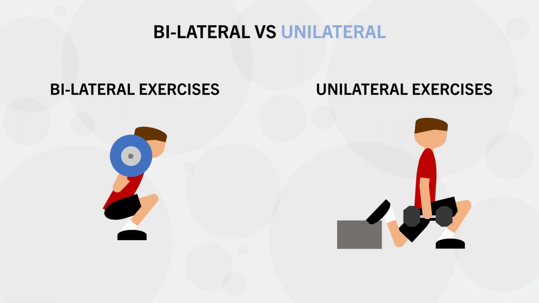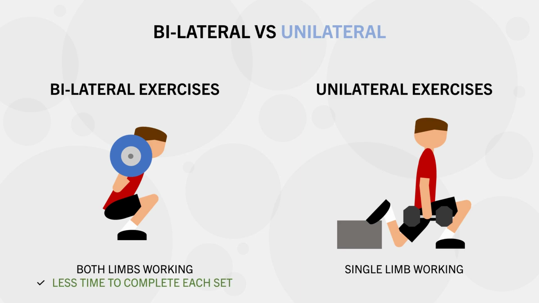Bilateral exercises are those which involve training both limbs together, while unilateral exercises involve training only one limb at a time. For example, a bilateral exercise would be something like a back squat, while a unilateral exercise would be something like a split squat. Quite clearly, unilateral exercises take much more time compared with bilateral exercises. They generally take twice as much time because you are essentially performing 2 sets in a row rather than one single set.